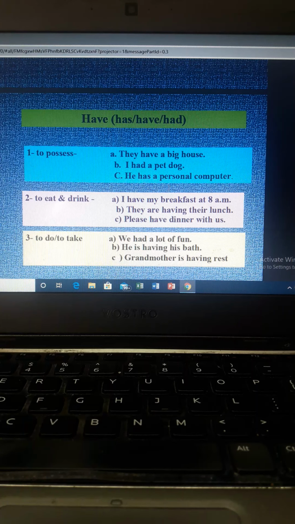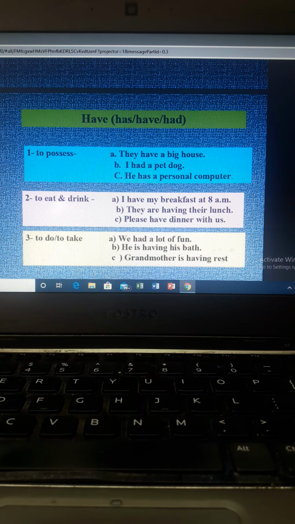I had a pet dog. Had again refers to the verb of possession. The person owned a pet dog. He has a personal computer. He, again in the third person, has a personal computer, owns a personal computer.